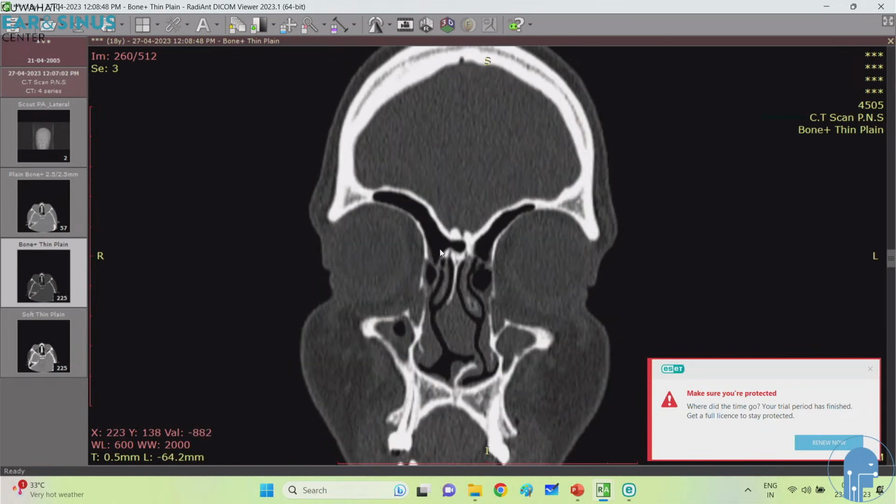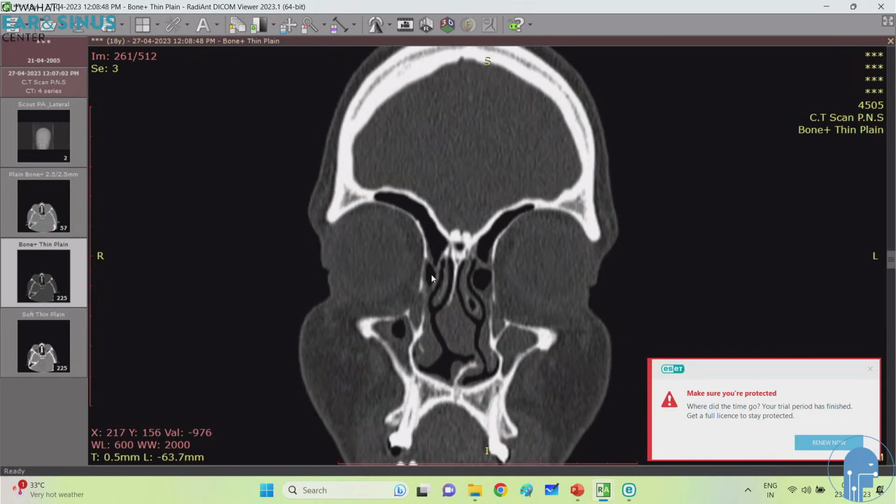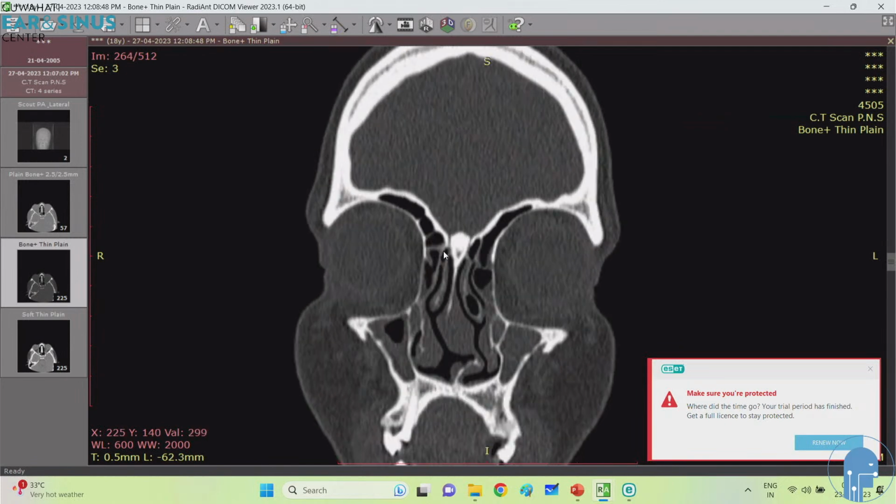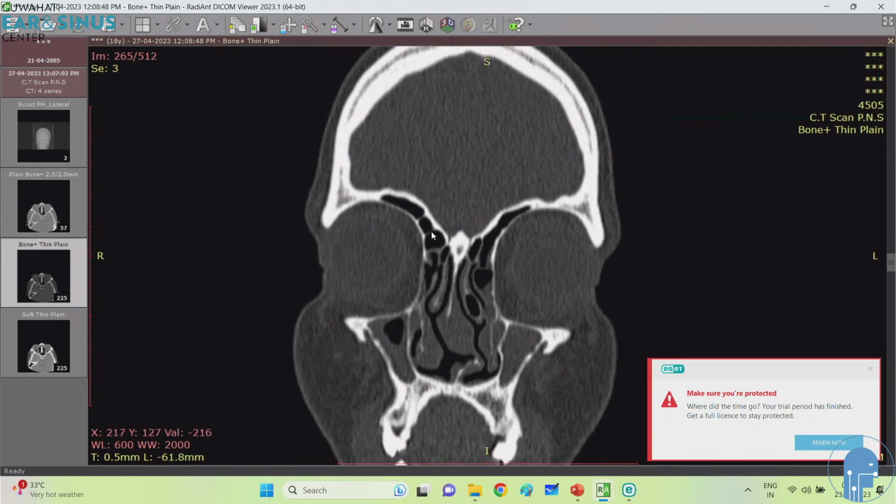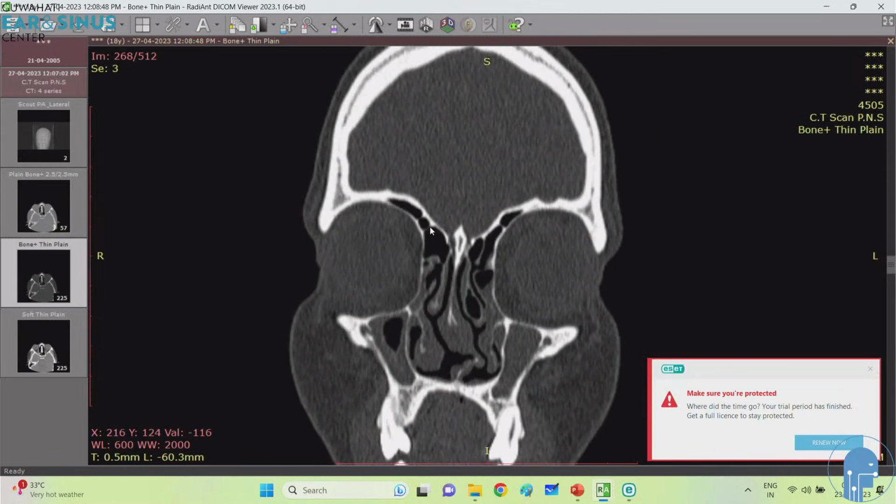Coming to the frontal cells now, this is the agar nasal cell. We are coming far posteriorly. This is a supra-agar cell according to the new classification, and we are going far posteriorly. So there is a confusion: what is this cell? Is it a frontal recess or a frontal cell? Here we can see properly the maxillary sinus, and the cribriform plate is properly seen. So it is nothing but a supraorbital cell.